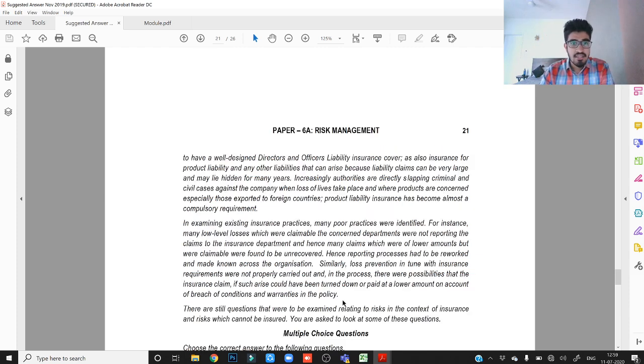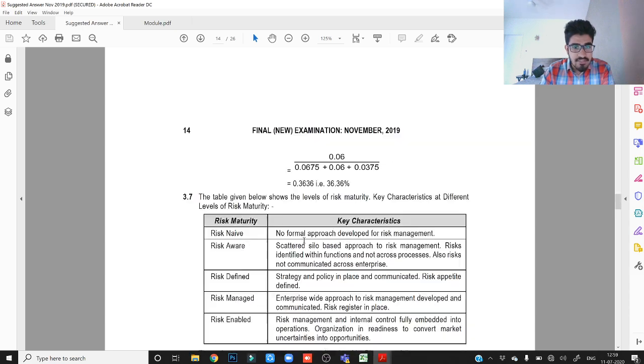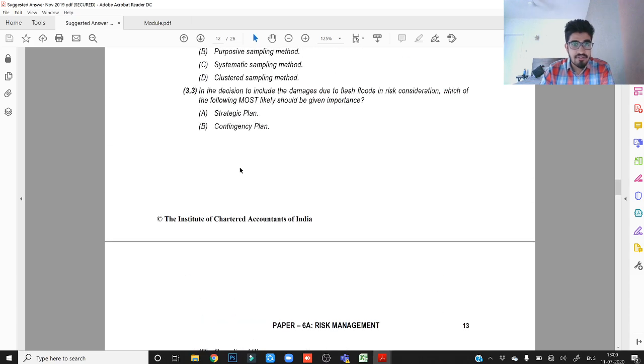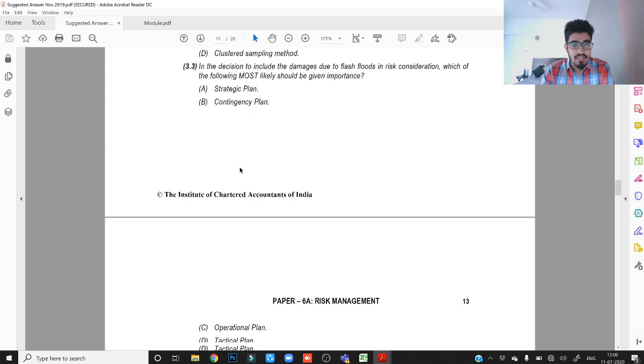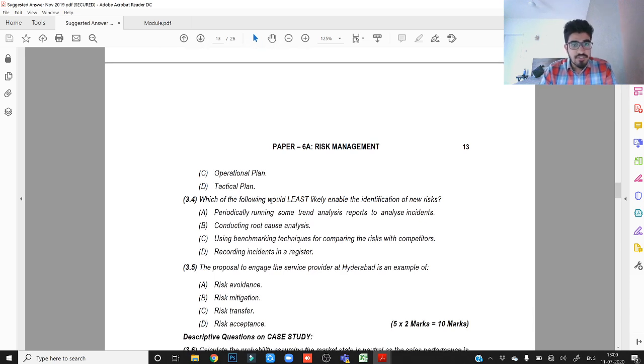I'll also discuss two multiple choice questions which had come in my attempt itself. I couldn't find the answers to these questions because of the detail and depth in which they were asked. Which of the following would least likely enable the identification of new risks? Now, conducting root cause analysis, and these 4 options are given.